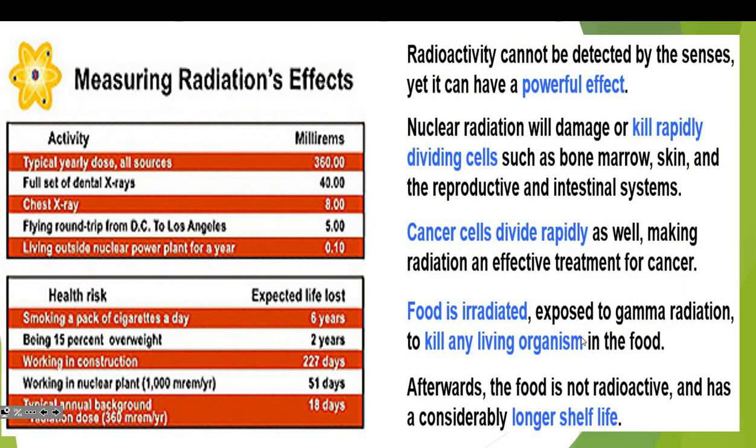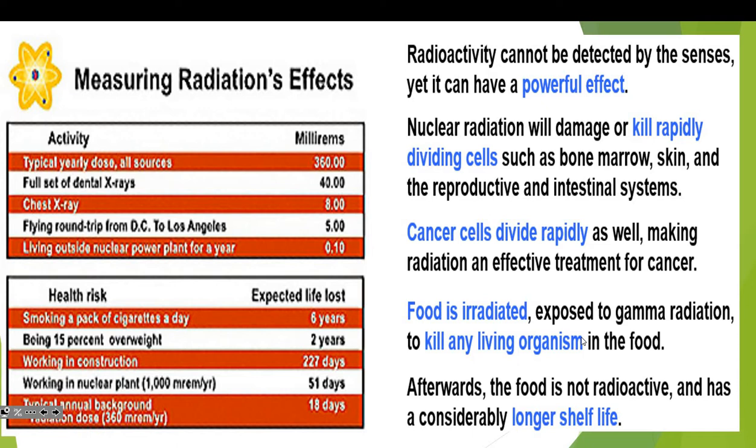Okay, so let's put the rest of this down and get going, we're running out of time. So radioactivity can't be detected by senses. We can't see it. We don't know it's there, but it is damaging our cells. Nuclear radiation will damage or kill rapidly dividing cells. Rapidly dividing cells are bone marrow, skin, and reproductive and intestinal. Those are rapidly dividing, and that's what the radioactive isotopes hit first. Cancer cells divide rapidly. Because they divide rapidly, radiation is a good source to kill them.